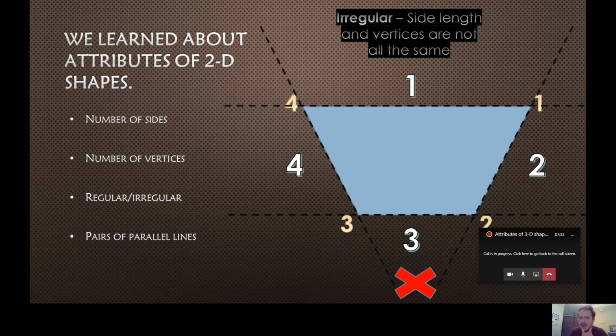How many pairs of parallel lines does this trapezoid have then? It just has 1 pair. The top line and the bottom line are parallel. So those are all the attributes we can talk about to do with this shape.